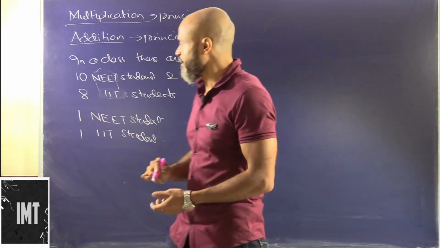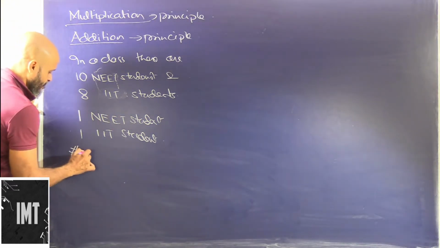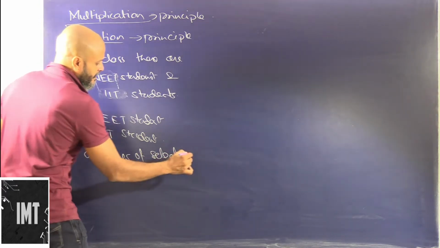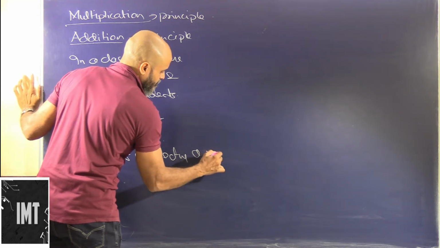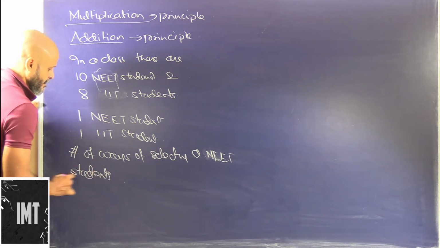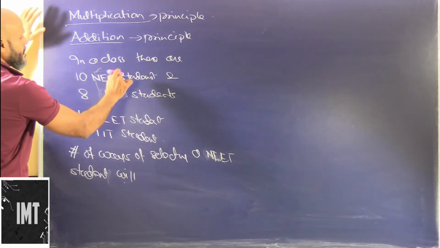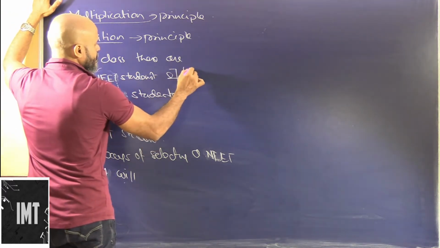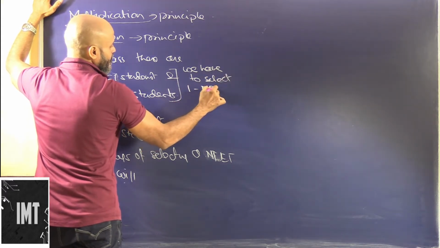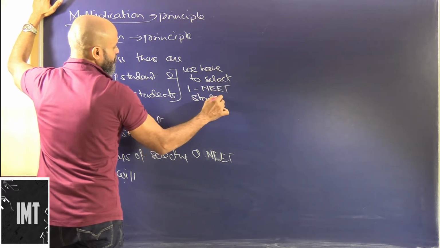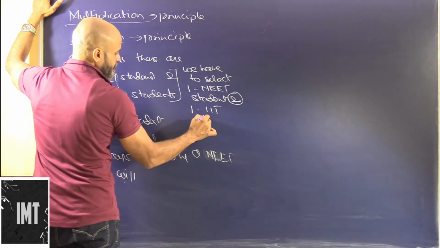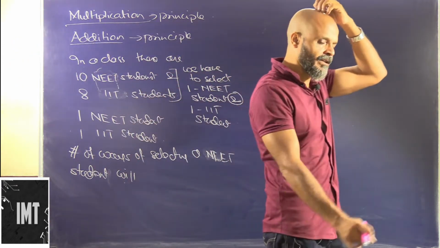Okay, so in that case, what will be the total number of combinations? So the number of ways of selecting a NEET student will be, so here in the class we have 10, and the question here is we have to select one NEET student and, understand this word, and one IIT student. Okay, so we have to select one NEET student and one IIT student.